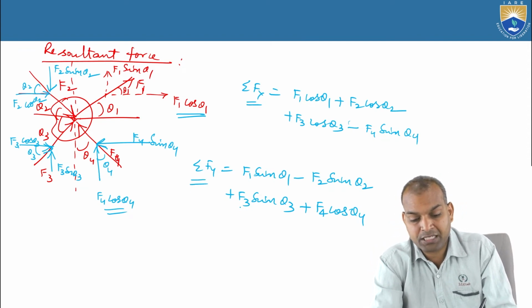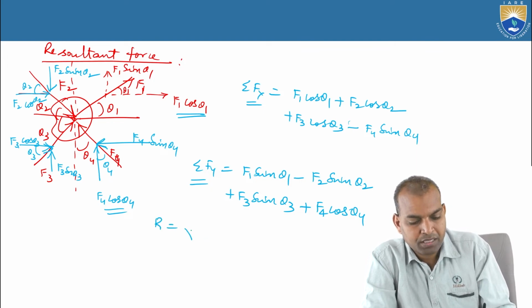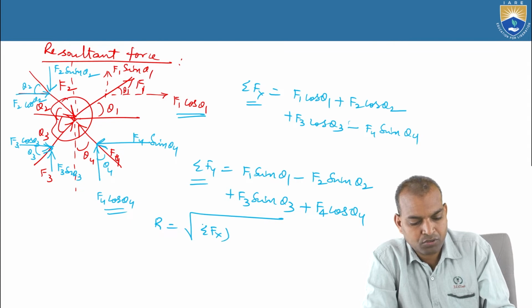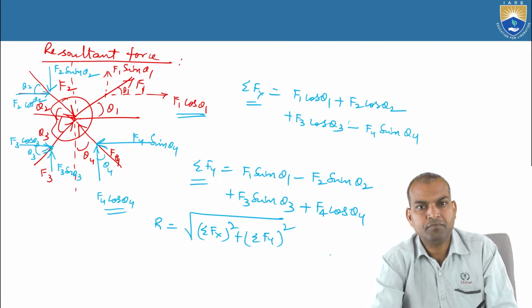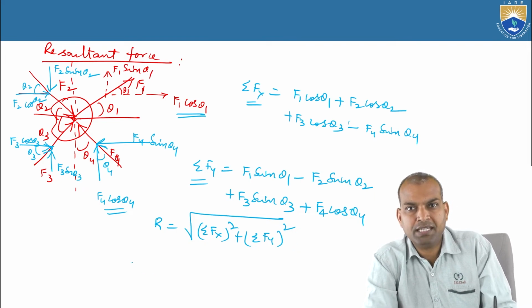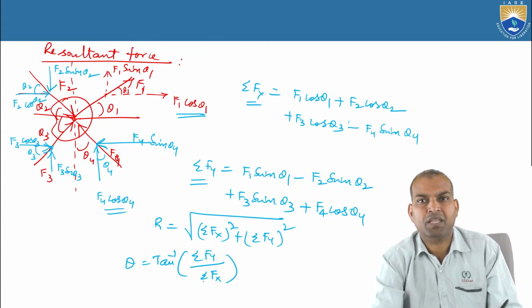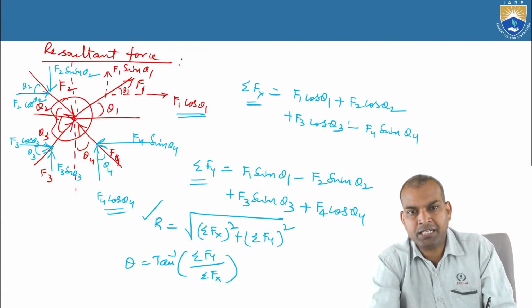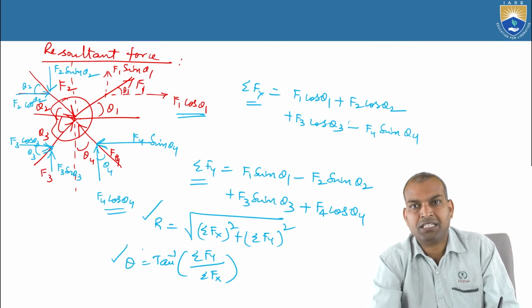If sigma Fx comes, we'll discuss. There are different case studies here. Now, what is the resultant? R equals the square root of sigma Fx whole squared plus sigma Fy whole squared. Now, what about theta? Theta, the direction, equals tan inverse of sigma Fy by sigma Fx. This R is the magnitude of the resultant force of F1, F2, F3 and F4, and theta is the direction of the resultant force R.